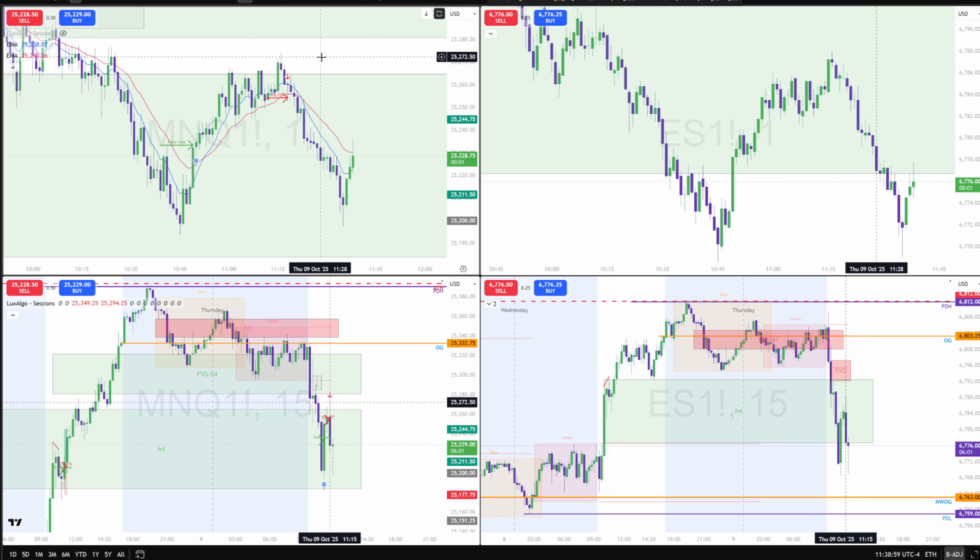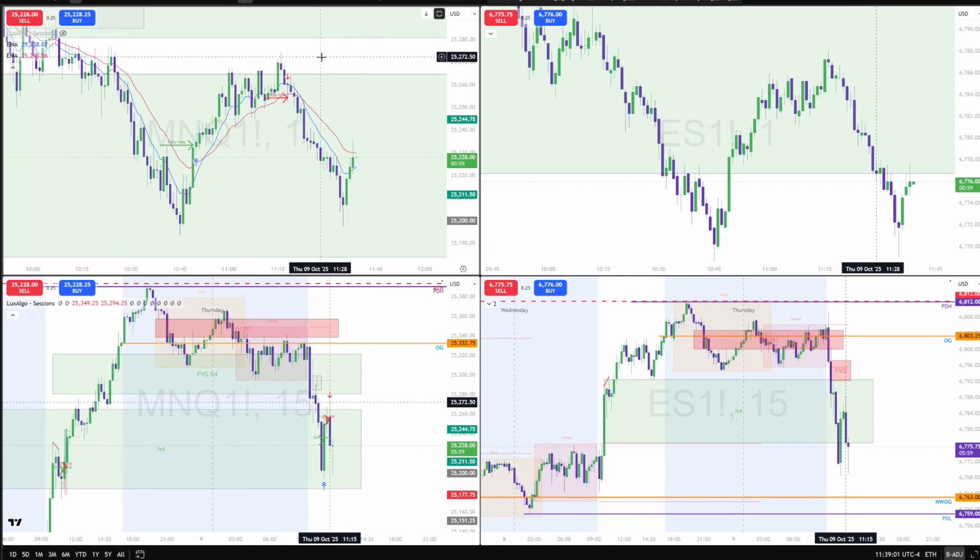But again, it is government shutdown. There is a lack of momentum. The price action is very iffy. So we'll see what it holds.